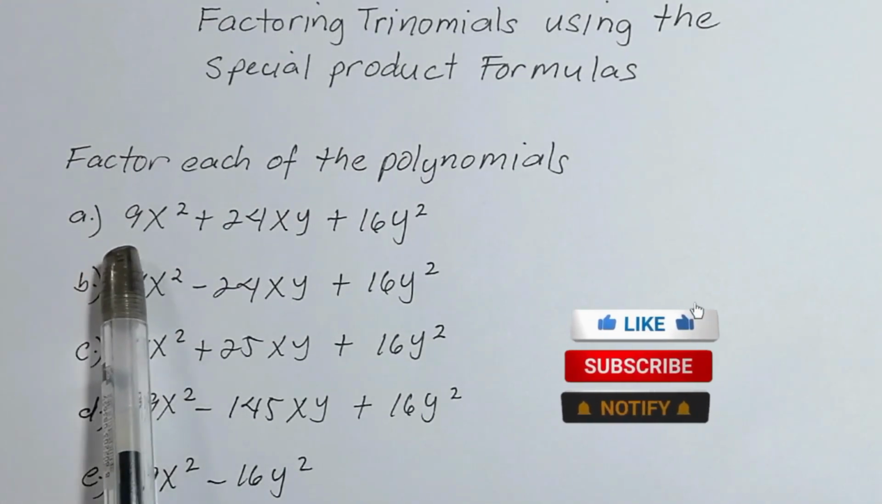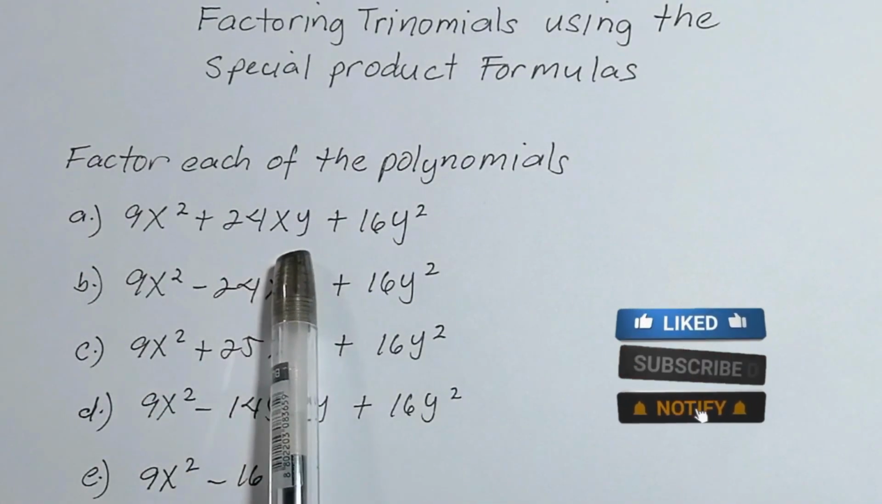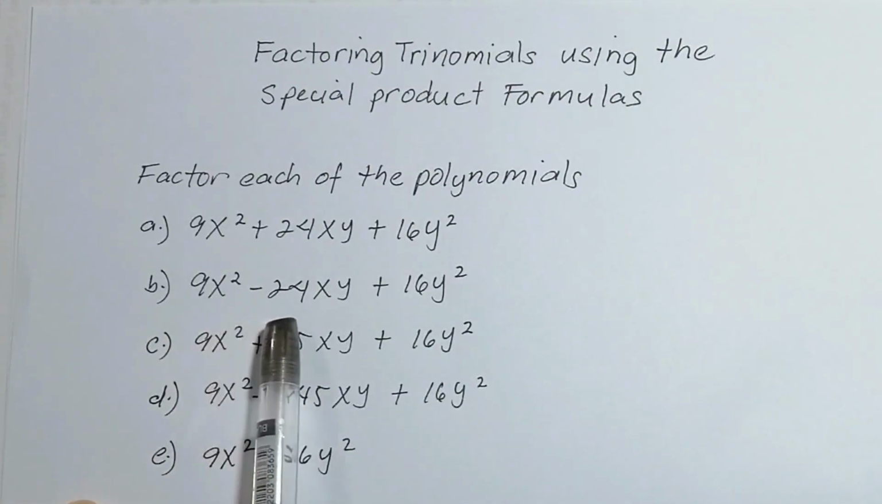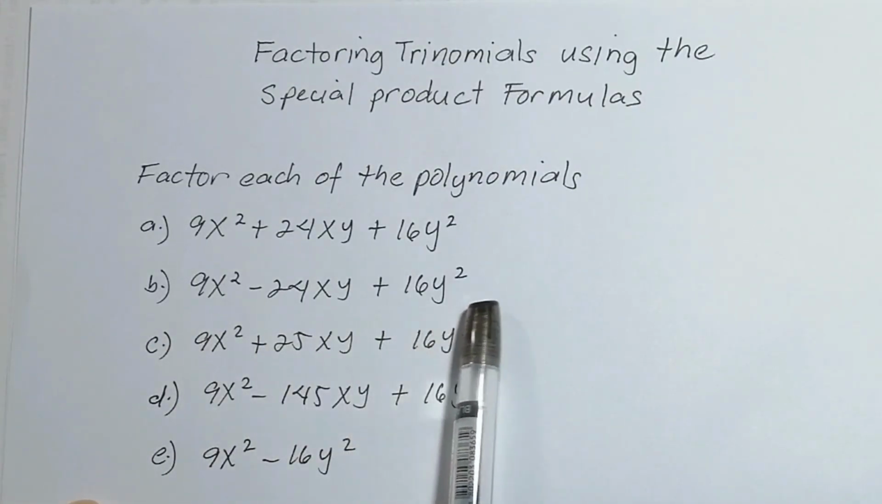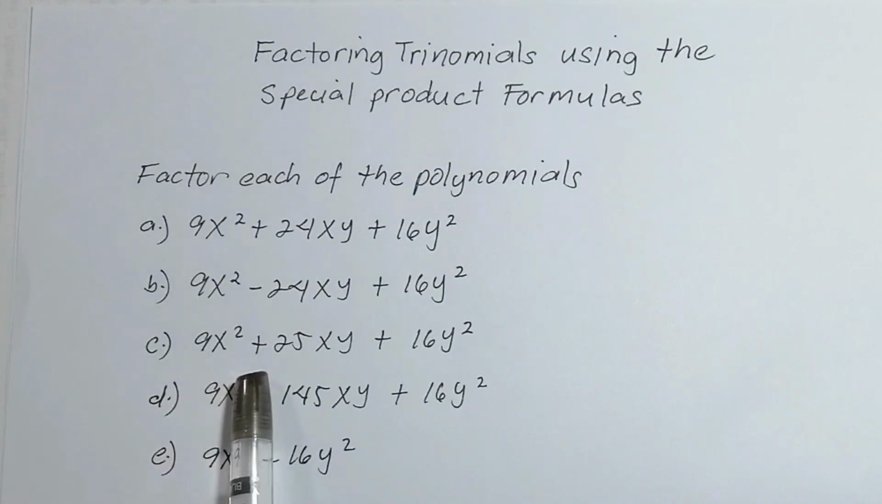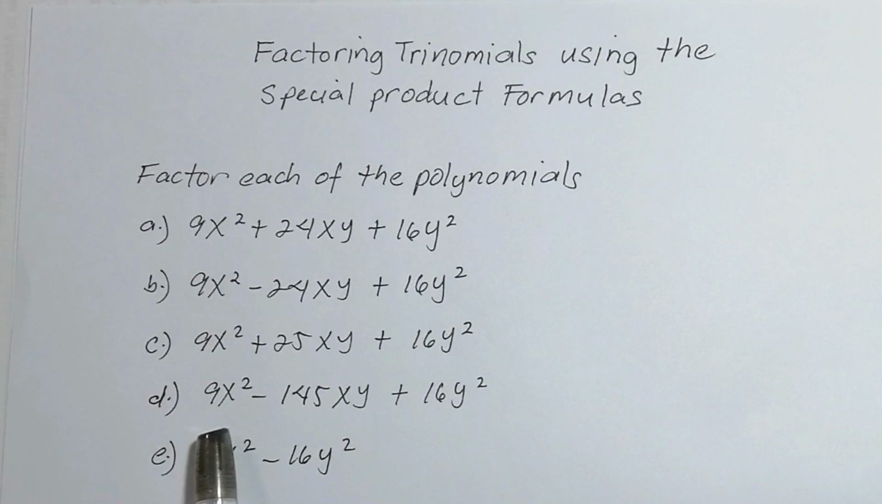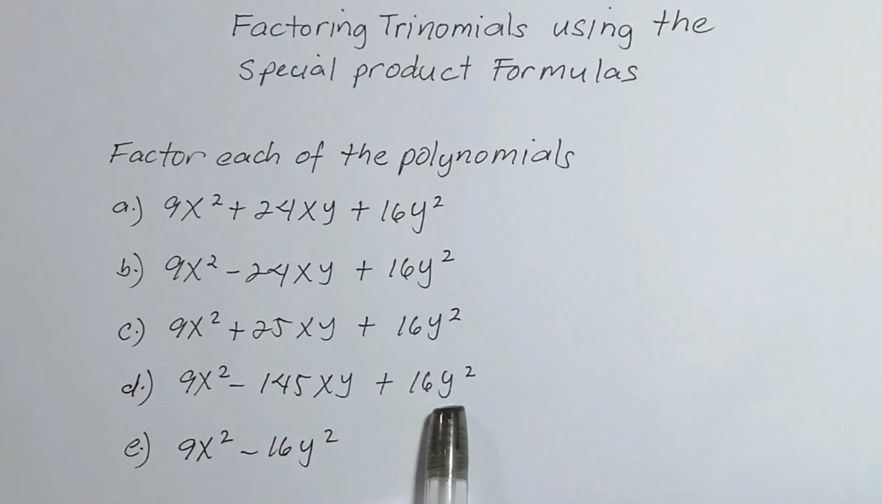So we have here letter A, 9x squared plus 24xy plus 16y squared. Letter B, 9x squared minus 24xy plus 16y squared. Letter C, 9x squared plus 25xy plus 16y squared. Letter D, 9x squared minus 145xy plus 16y squared. And letter E is 9x squared minus 16y squared.